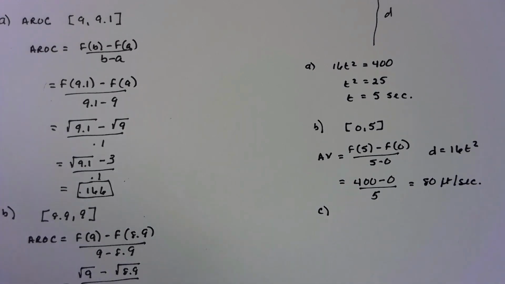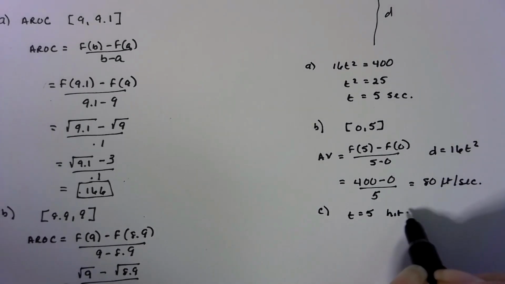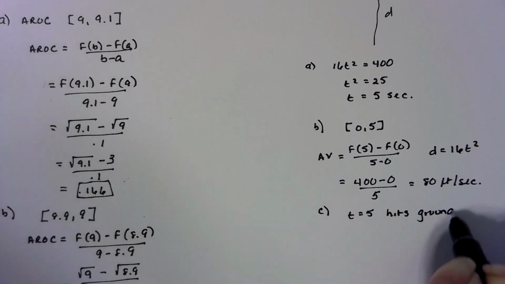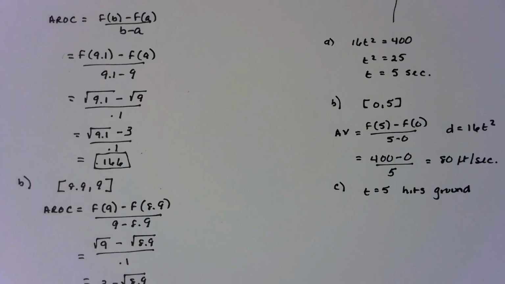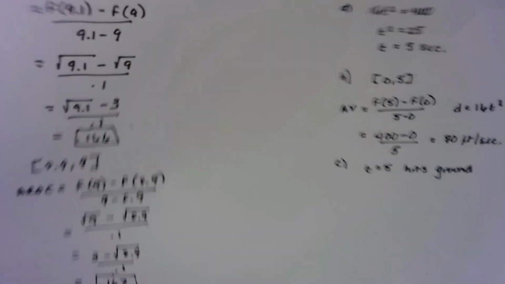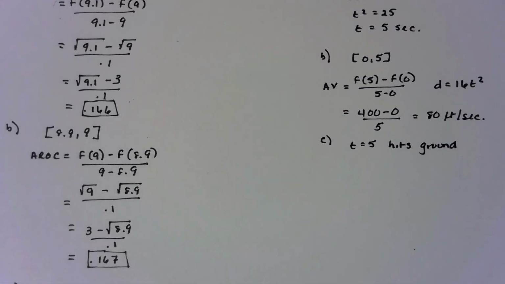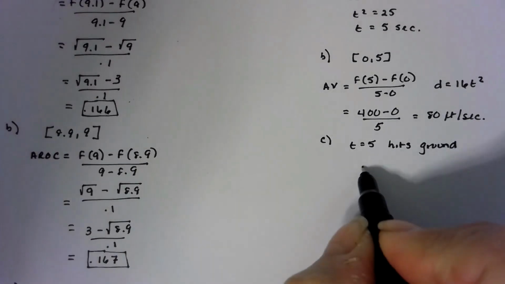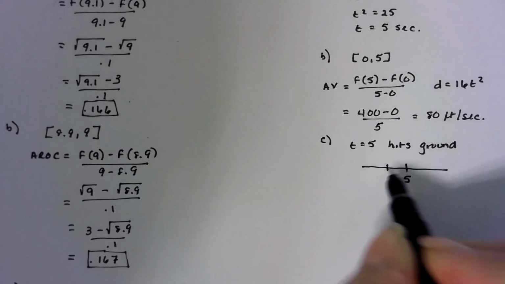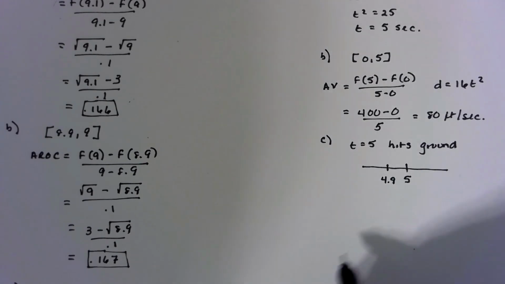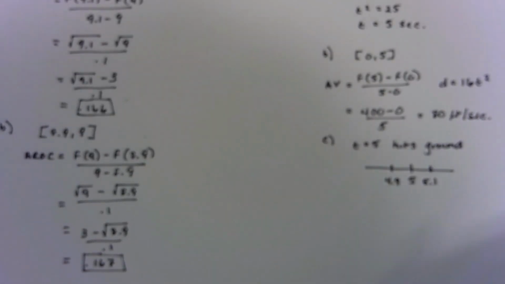So we know that the ball hits the ground at t equals 5 seconds. The best way we can estimate this instantaneous velocity is to take a point a little bit to the left of 5 and a little bit to the right of 5. So think of a number line. Here's 5. If I go a tiny bit to the left, we'll say 4.9. If I go a tiny bit to the right, I have 5.1.